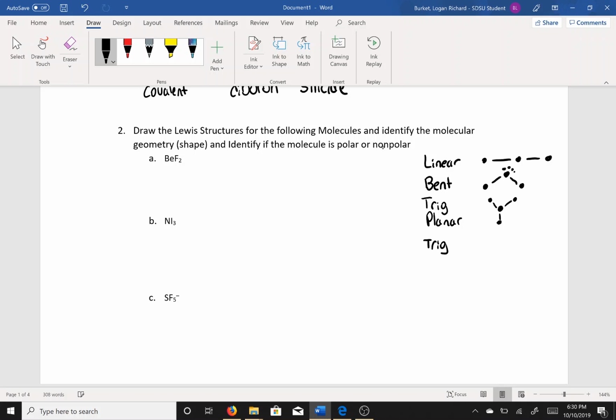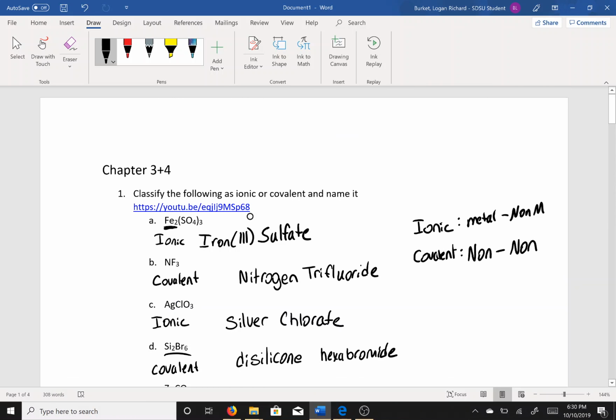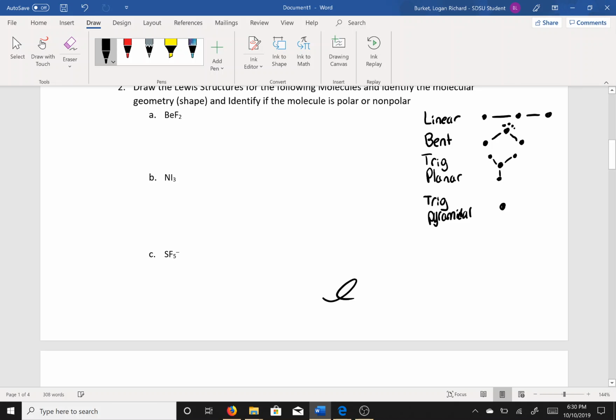Trig pyramidal. Which is also three bonds attached to that central atom. Oh my goodness, everything's opening. Three bonds attached to that central atom, but there's a lone pair here that pushes those substituents down.